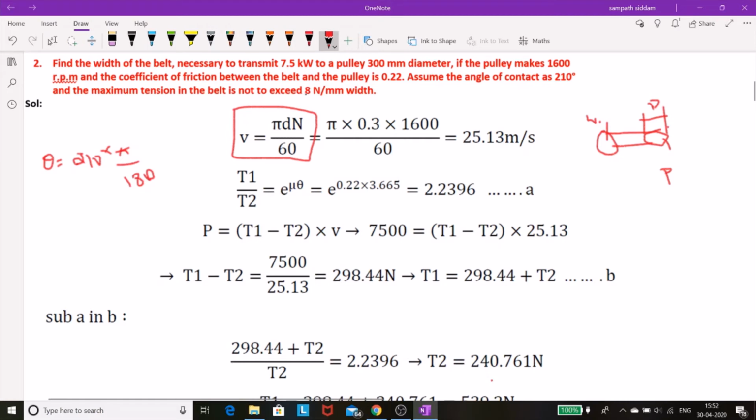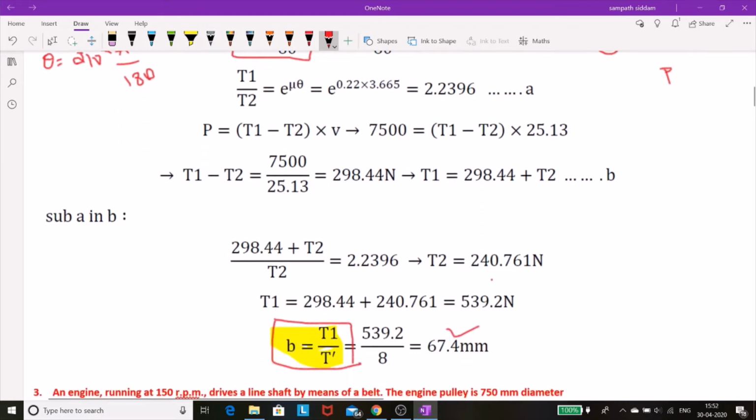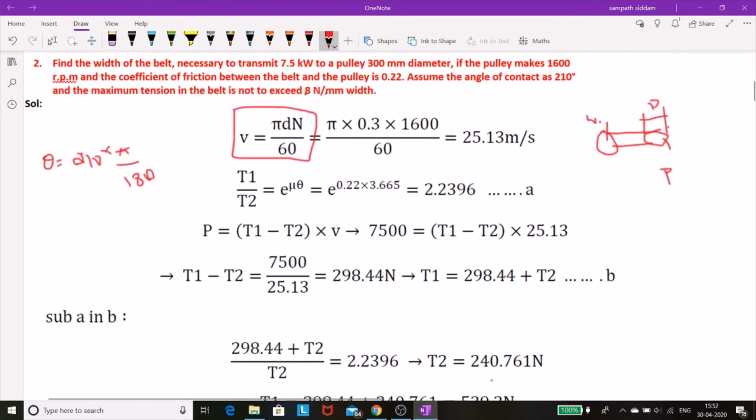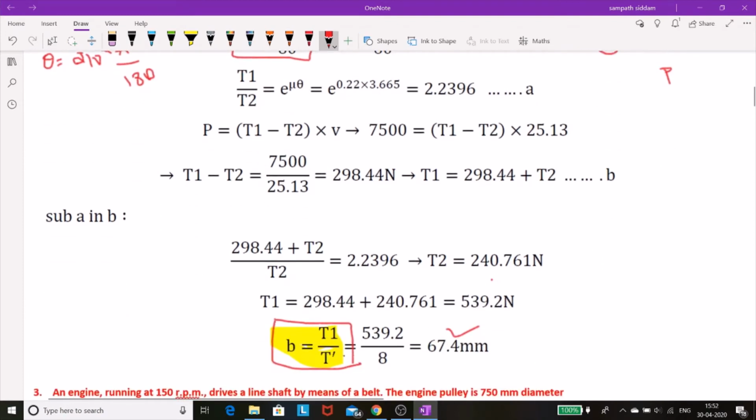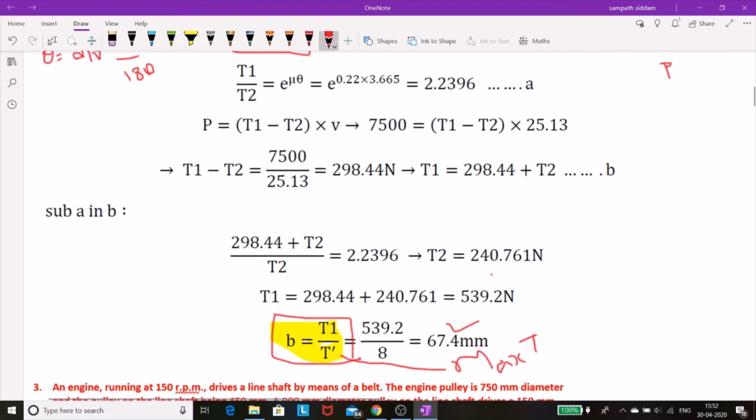Here 8 is the tension. T dash is nothing but 8 Newton per mm. This is the maximum tension, max T, which is given. Now let's move on to problem number 3.